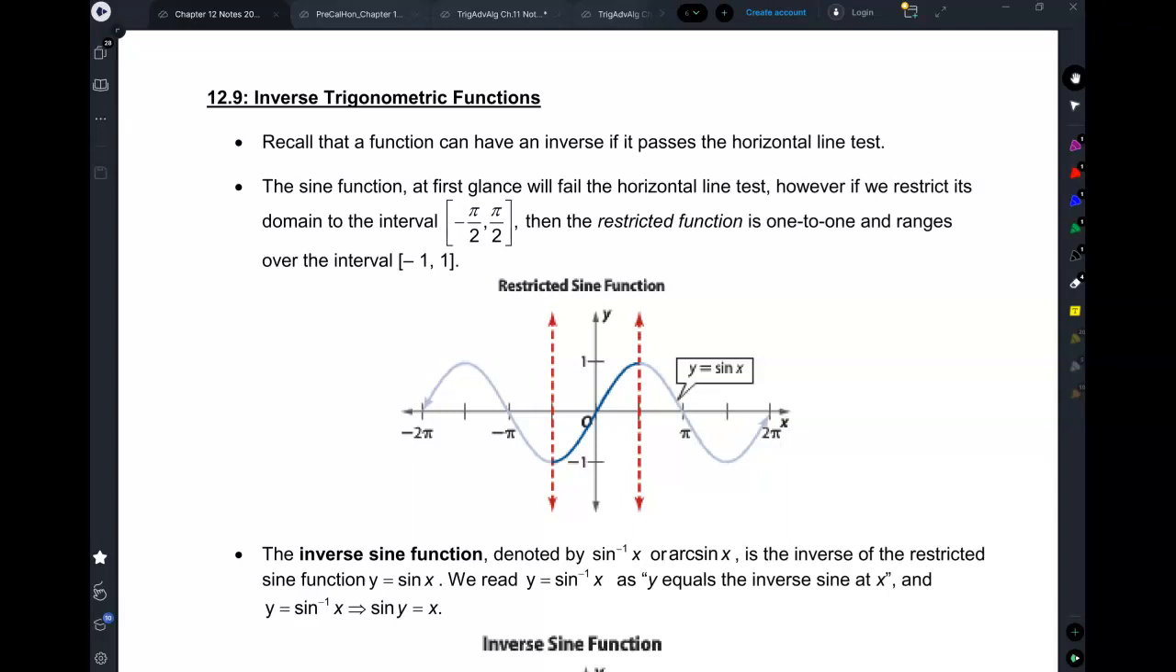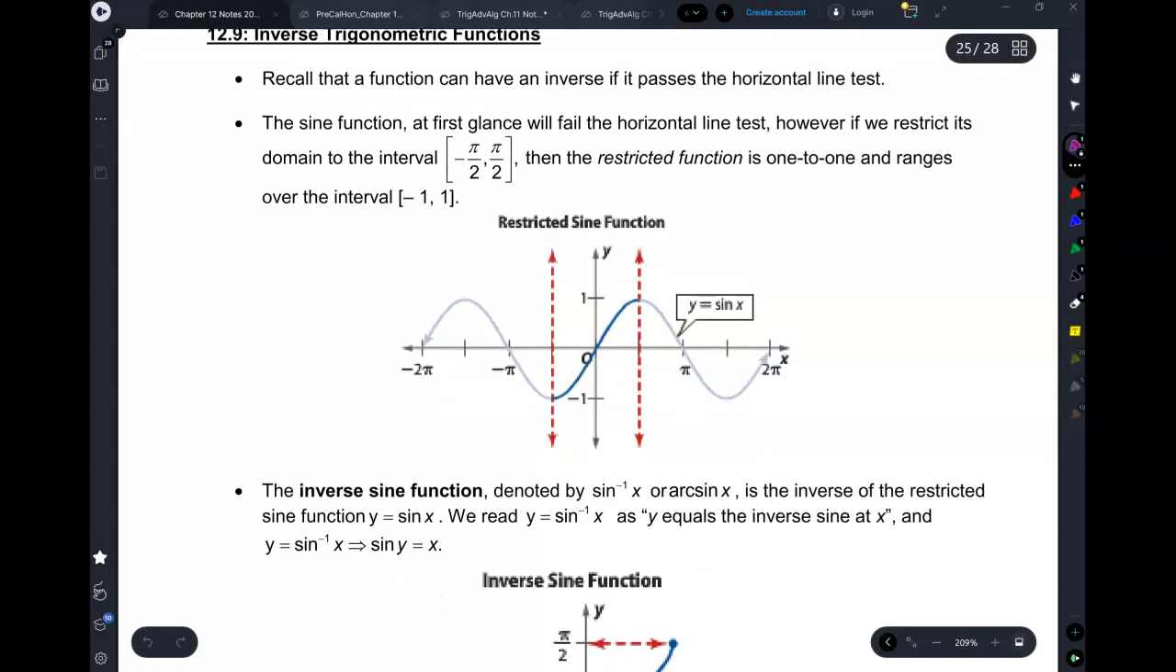If I only take that blue part and restrict my domain from here to here, that does pass the horizontal line test, and I can find the inverse of that portion of the graph. The downside is you're only restricted to that part of the coordinate plane. So I had copied these notes from my pre-calc, and so the notation is a little bit different, I realized. So if this is pi, then this is pi over 2, and then here, this is negative pi over 2.